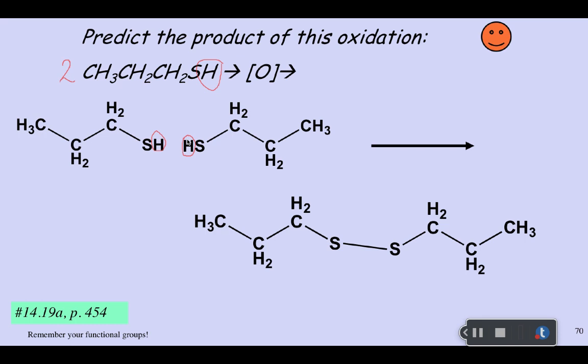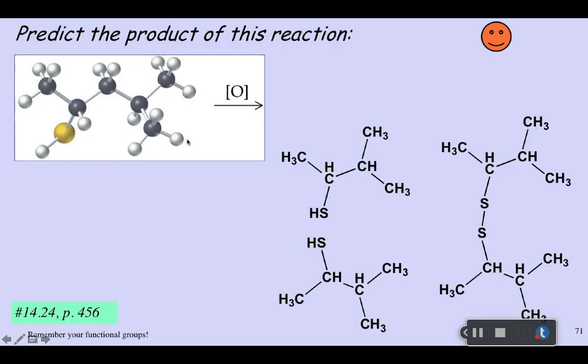Do you have to name it? No, but I would totally guess you could believe me if that would be named dipropyl disulfide. Not so tricky when you think about it, but literally you've doubled the number of carbons that are all connected by putting the two sulfurs together. Okay, that was sort of simple. Let's try another one.